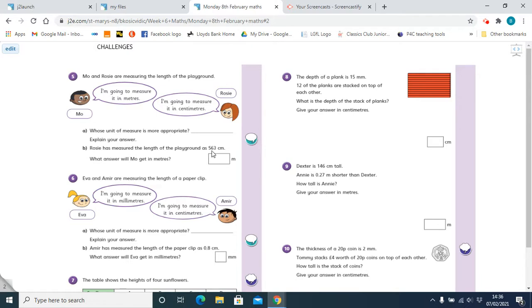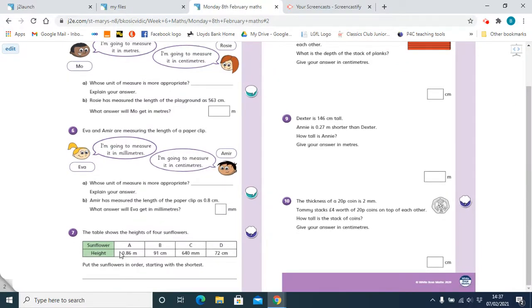And also then think about how many meters there would be in 563 centimeters, if you know that 100 centimeters are the same as 1 meter. Equally, if you have a paper clip, in question number 6, you can measure that paper clip and think about which set of measuring units is the best for that, whether you're going to use millimeters or centimeters. Why would that be the most appropriate? And how many millimeters would you have in 0.8 centimeters?